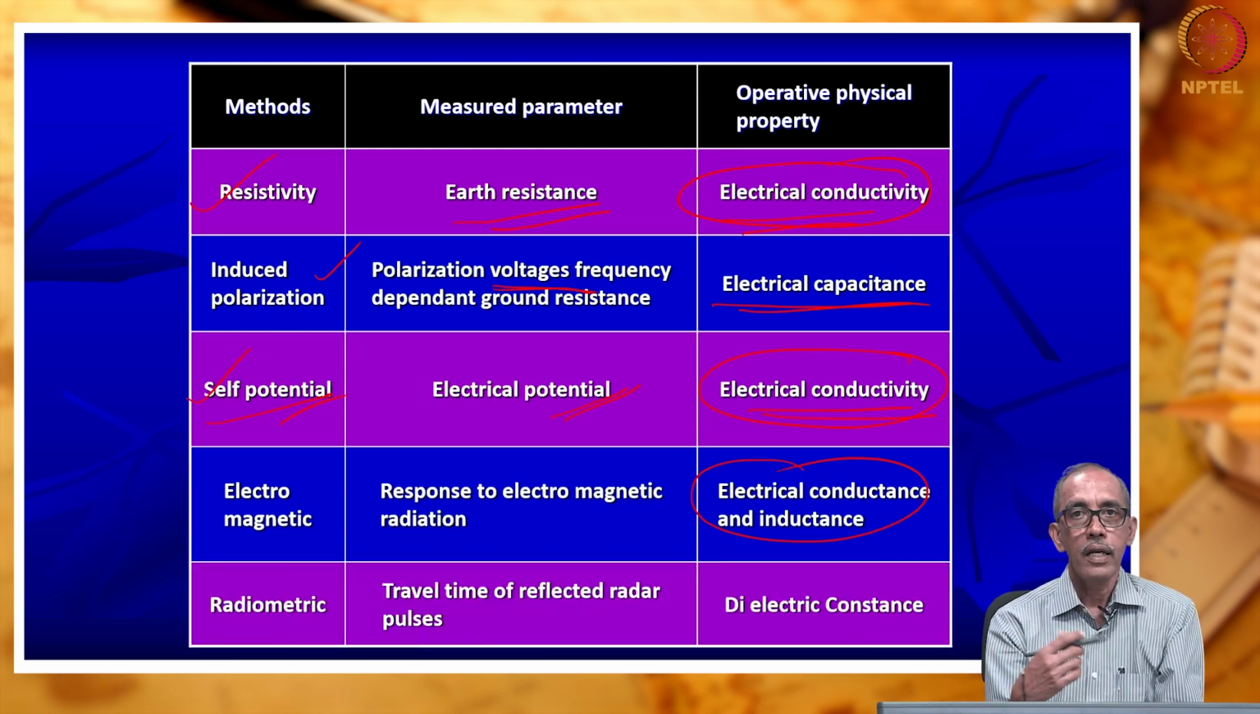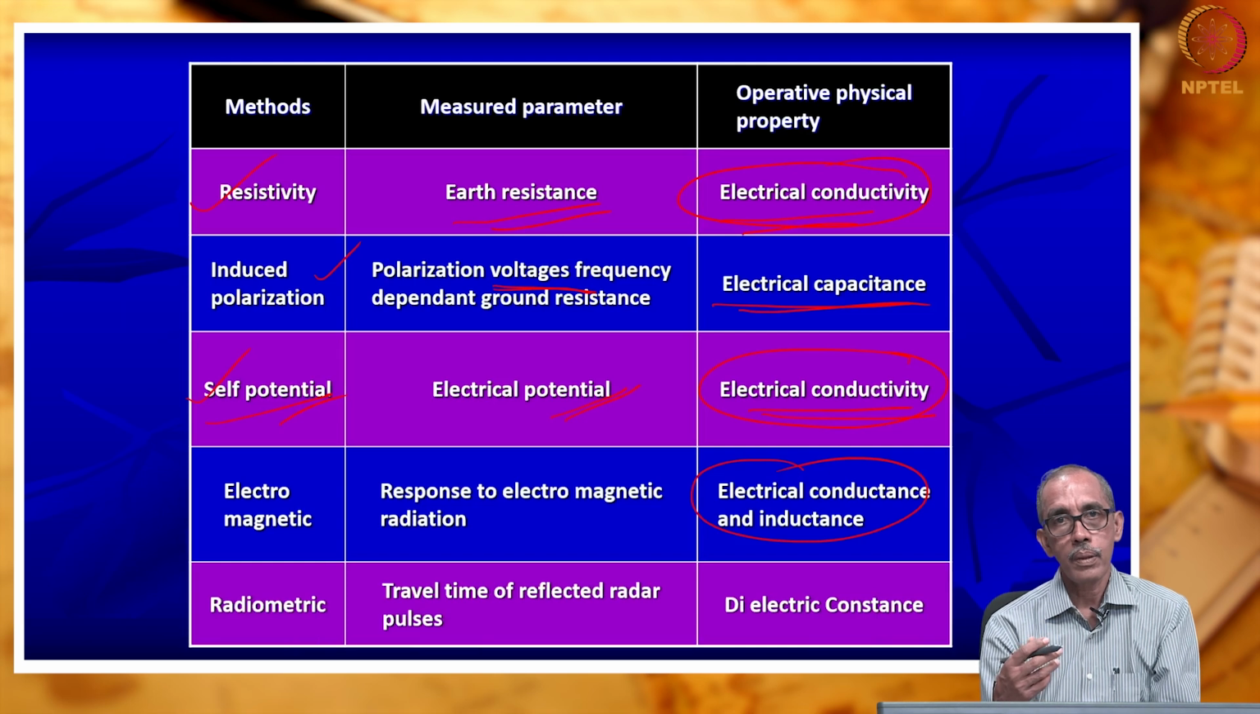Then we have radiometric, which works on the principle of radioactivity. This is mostly used to identify rocks that are very much radioactive, so that they may be storing large amounts of radioactive minerals. Right? So, these are the methods: what we measure, and what it helps, how it is going to help.